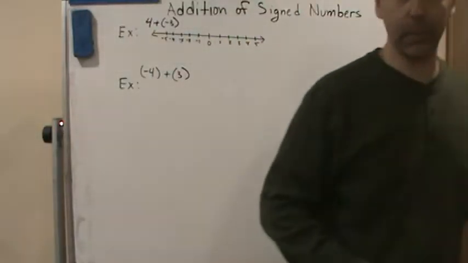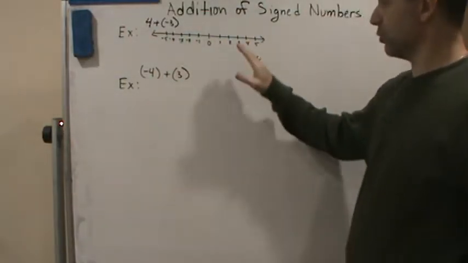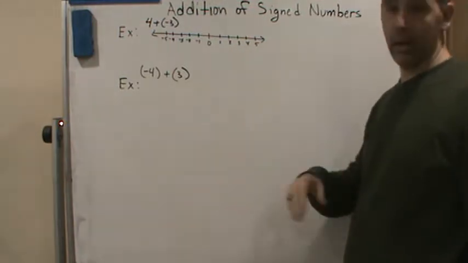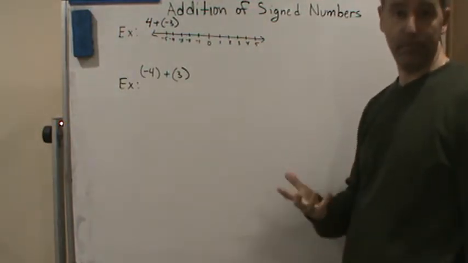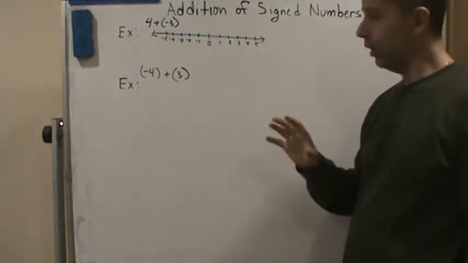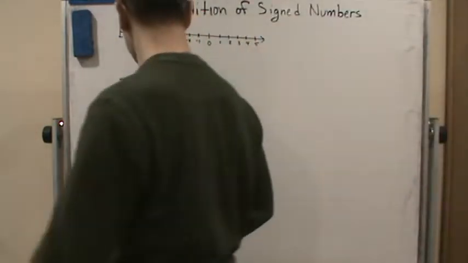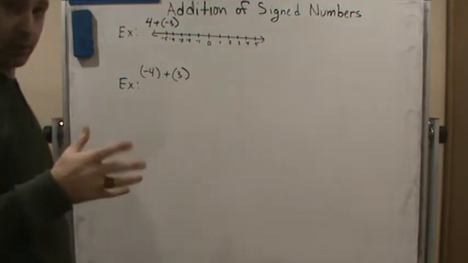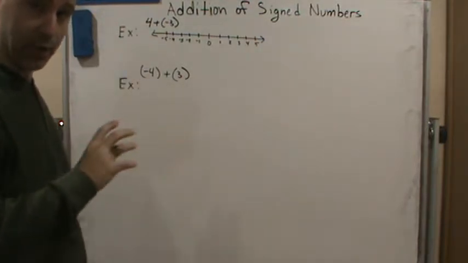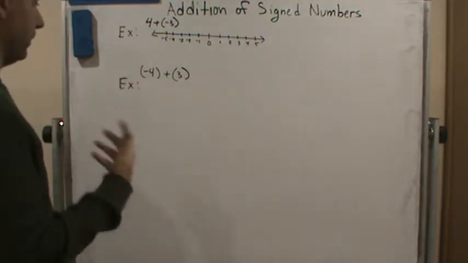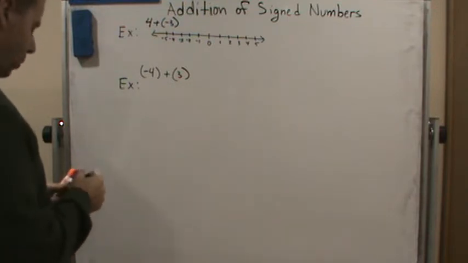Okay, so I'm going to do a couple more examples. The first one I'm going to use the number line. The second one I'm going to use what's called the chip model, and or the charge model, because you could use plus or minus, or you could use red and black chips to represent negative and positive values. So here's what I'm going to do.